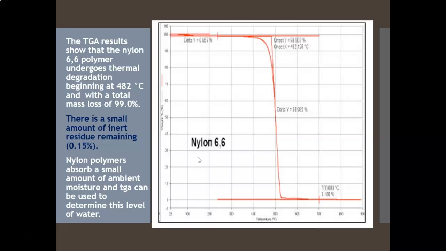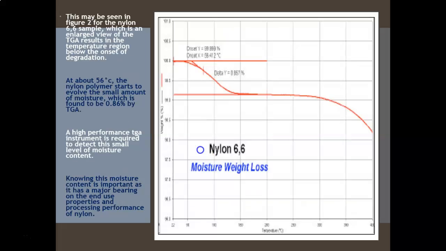The peak in which it detects the presence of water, loss of water, is below 150 degrees C. So at about 56 degrees C, the nylon polymer starts to evolve a small amount of moisture, which is found to be 0.86% by TGA. It is here, and a high performance TGA instrument is required to detect this small level of moisture content, because it is less than 1%.